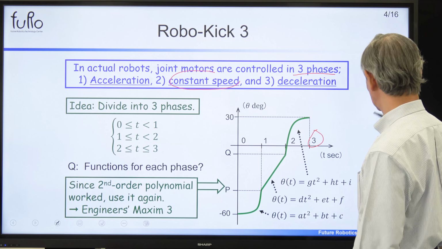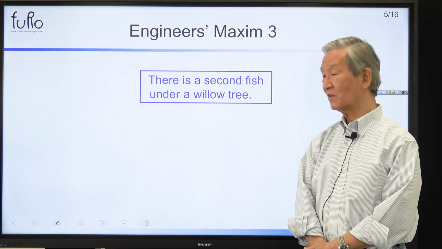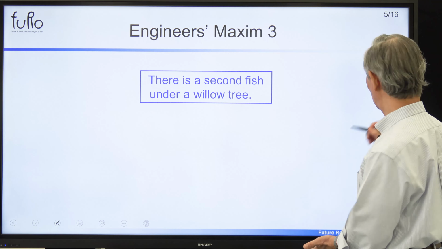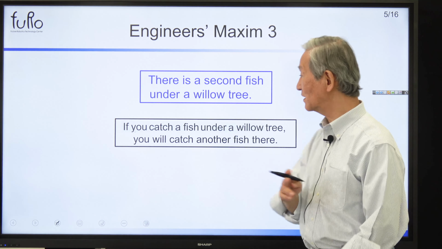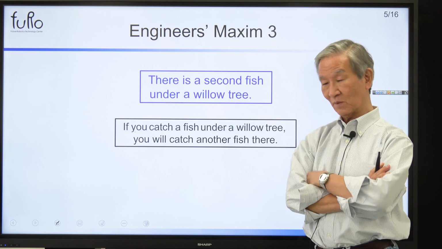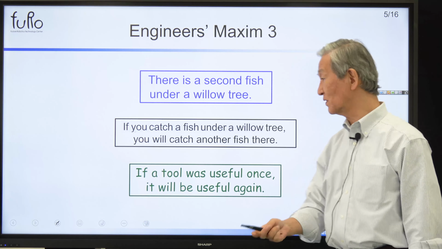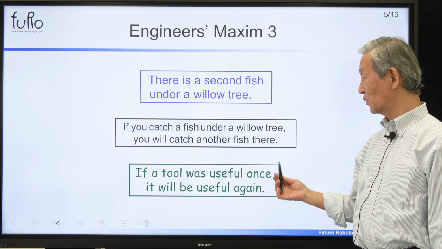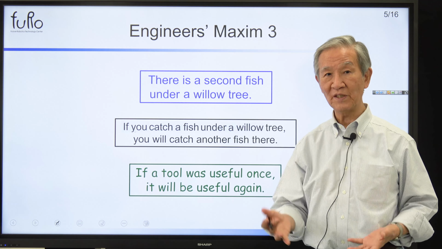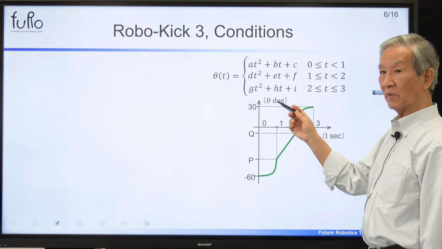That's engineer's maxim number 3. There is a second fish on the willow tree. Haha, what is this? Fish, willow tree? Well, what it amounts to is that if you catch a fish on the willow tree, you will catch another fish there, is what it says. So if you translate that into engineering jargon, if a tool was useful once, then it will be useful again. That's why it is worthwhile to have many tools. Okay? So we're going to use second order polynomials, 3 of them.